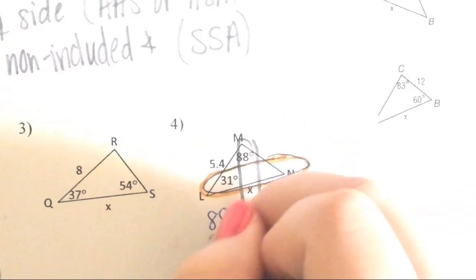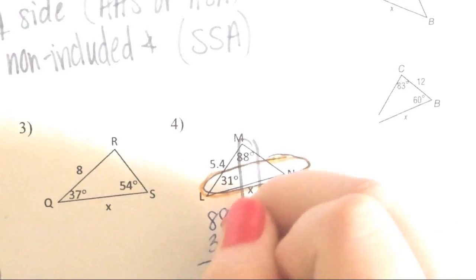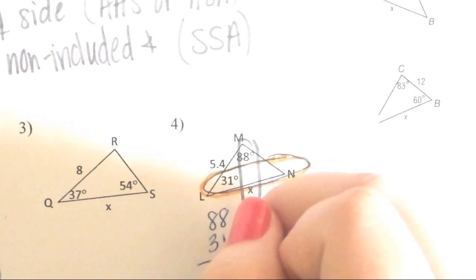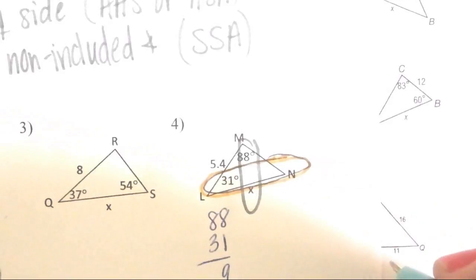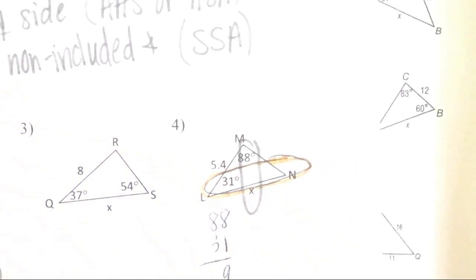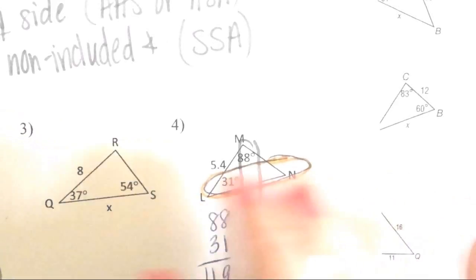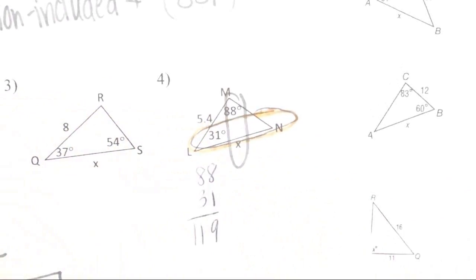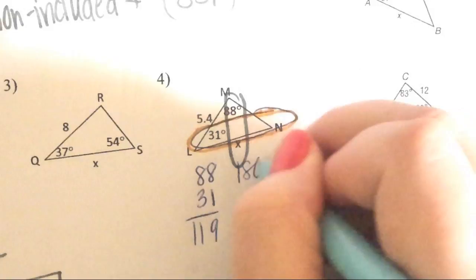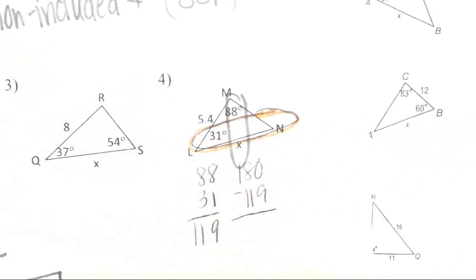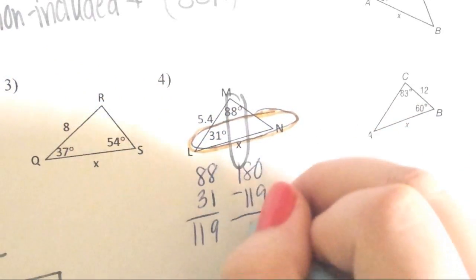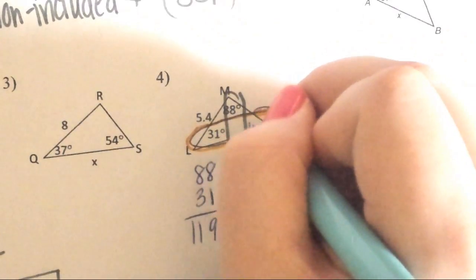Okay, 88, 31. I got 9, 8, 9, 10, 11. I can't add today. Did I add wrong last period? That's going to bother me. No, I didn't. Okay. 119. Okay, so what's 180 minus 119? 61. So I solved for my missing circle bunny.